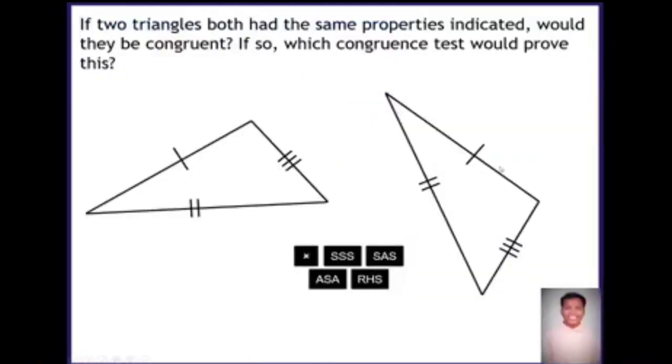Alright, so if two triangles both had the same properties indicated, would they be congruent? If so, which congruence test would prove this? Here, they have three pairs of congruent sides. So we can say that these two triangles are congruent using the SSS, SAS, ASA, or RHS, or X if you cannot prove them. So we can say that these two triangles are congruent using the SSS.